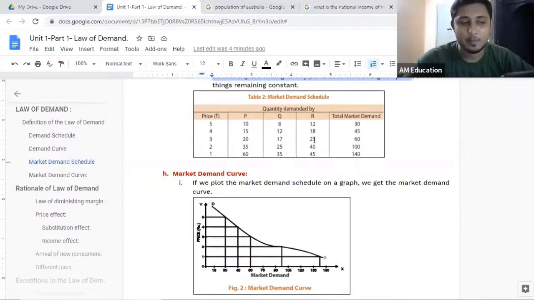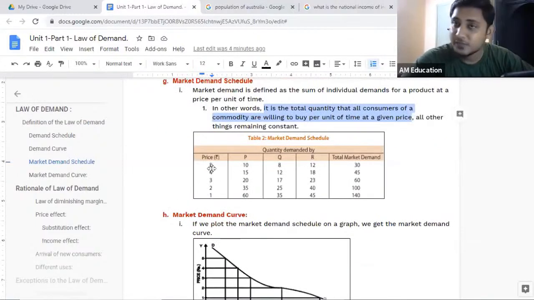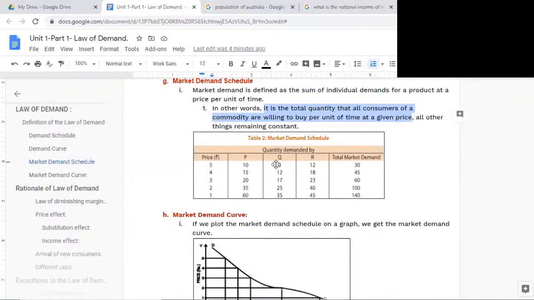And what is the market demand curve? Graphical. Can you see? P, Q, R. At rupees 5, P requires 10 units, Q requires 8 units, R requires 12 units. The market requires 30 units. Covering these two, this is the demand schedule for P. This is the demand schedule for Q. And this is the demand schedule for R.